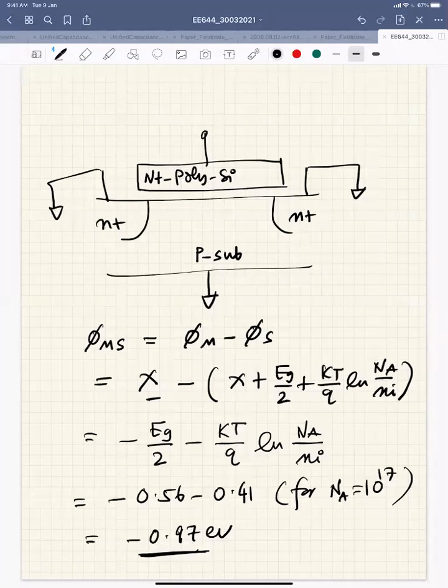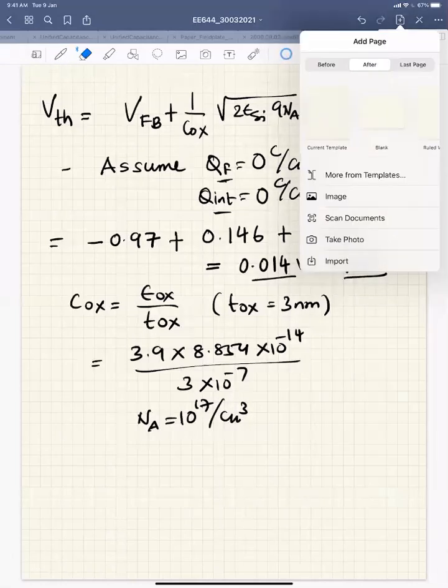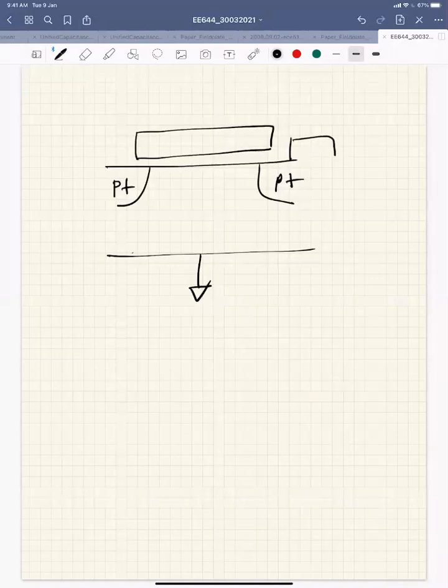So what you have done till now is for an NMOS transistor, right? But for a PMOS transistor, what is generally done is that your source and drain are P plus, and your gate is P-type polysilicon. So this is generally done to make sure that your VTs are symmetric, right?